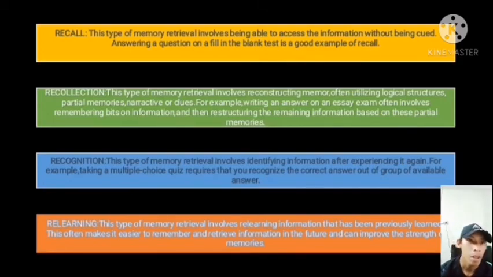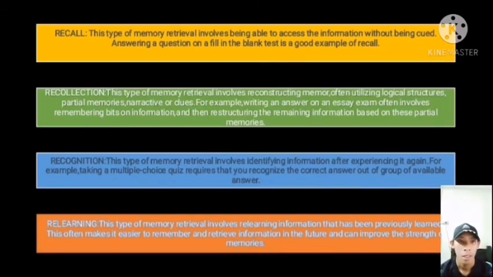For example, writing an answer on an essay exam often involves remembering bits of information and then structuring the remaining information based on these partial memories. Recognition: this type of memory retrieval involves identifying information after experiencing it again. For example, taking a multiple choice quiz requires that you recognize the correct answer out of a group of available answers.